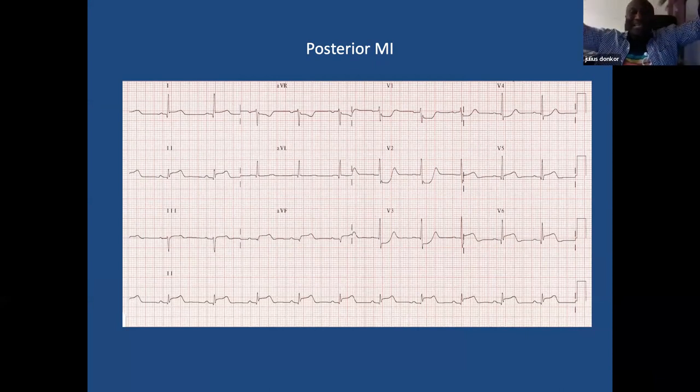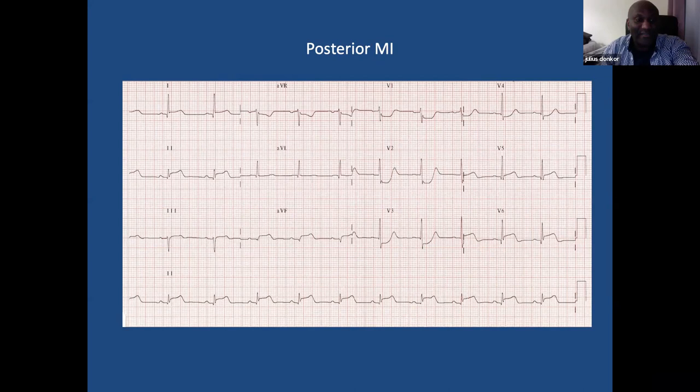Or you can turn the ECG upside down, which will show ST elevation in your V1 to V3 or V4. So people turn it upside down like that, and you should see ST elevation. That's usually a posterior MI. You tend to have an inferior posterior MI, so you get ST elevation in inferior leads as well. And then you might be able to diagnose whether, if you get ST elevation inferior, as in this case, and ST elevation in the lateral leads, the high lateral leads, is it circumflex or is it right coronary artery dominance.